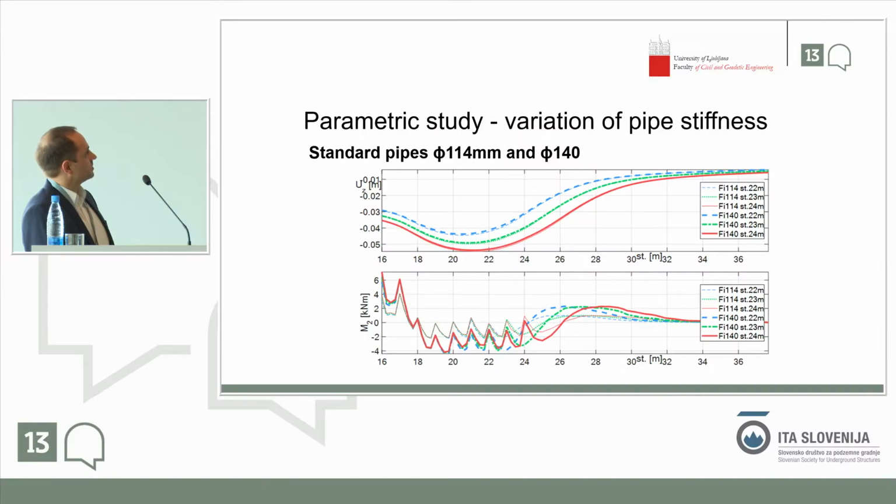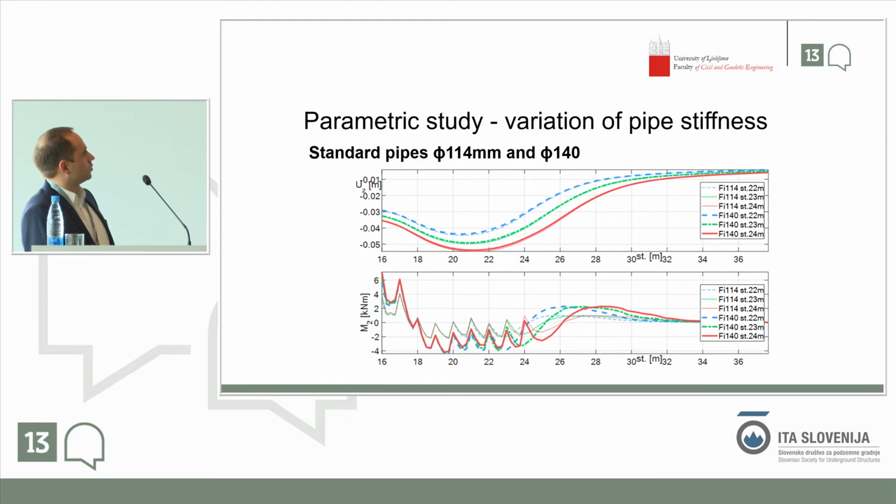Now, the next comparison is with variation of pipe stiffness. In this case, we use standard pipes with 114 millimeters and 140 millimeters. And the 3 colors in these charts designate different stations. The blue one is the station at 22 meters, the green one at 23 meters, and the red one at 24 meters.